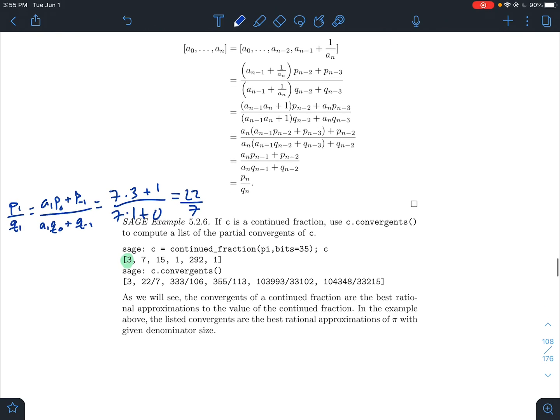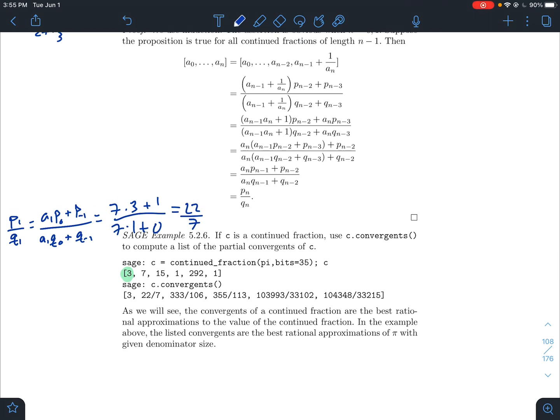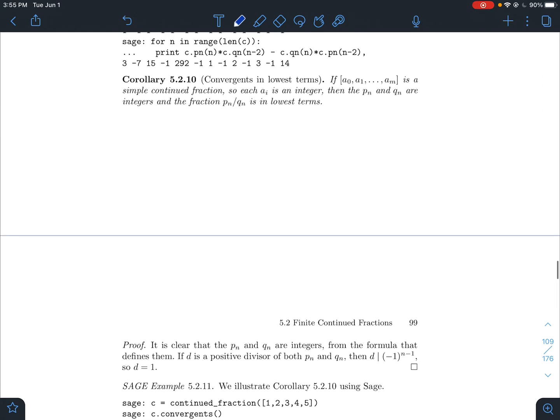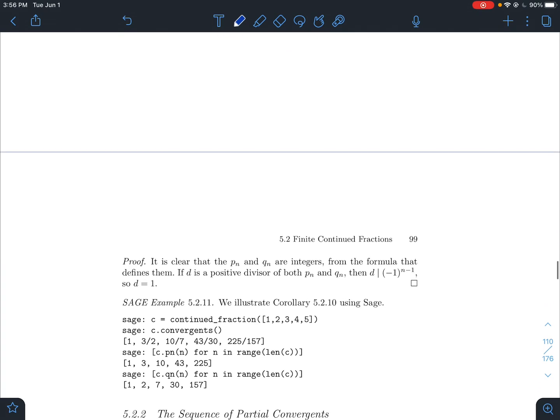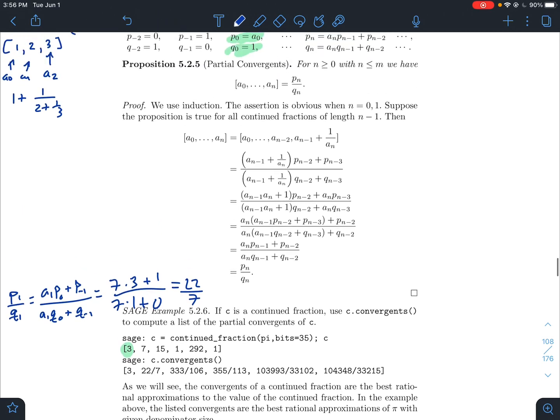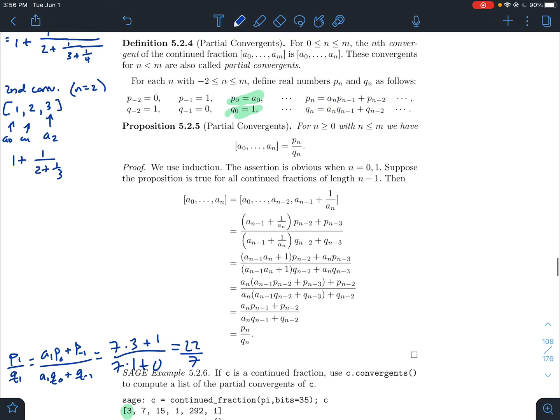Scrolling down a little bit, one other question you might have is, do these fractions ever simplify further? That's answered later on in Corollary 5.2.10. In the case that these are simple continued fractions, and remember all that means is that each a_i is an integer, then each individual convergent is always in lowest terms. Those are always simplified as well. And so again, to recap, we looked at taking a continued fraction and cutting it off, chopping it off, and we'll call that the nth convergent.